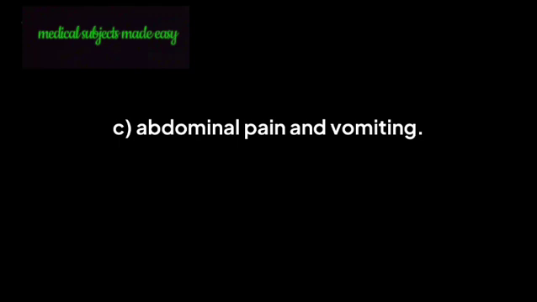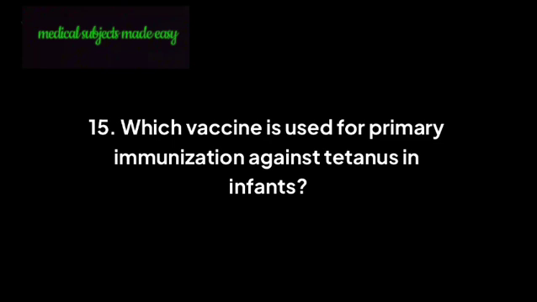Fourth question. Which of the following is characteristic of symptom of tetanus? It is muscle rigidity and spasms. Lockjaw, this is the hallmark symptom of tetanus. And fifth question.